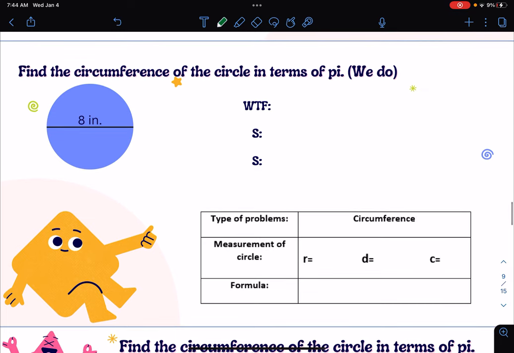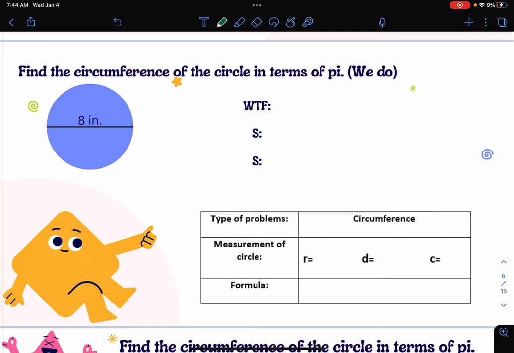Okay, so today we're going to start with this, but we're only going to go up to in terms of pi. What does that mean? It means we're going to substitute and do our steps, except we're not going to multiply by pi. We're going to leave it with pi at the end. So it says find the circumference of the circle in terms of pi.